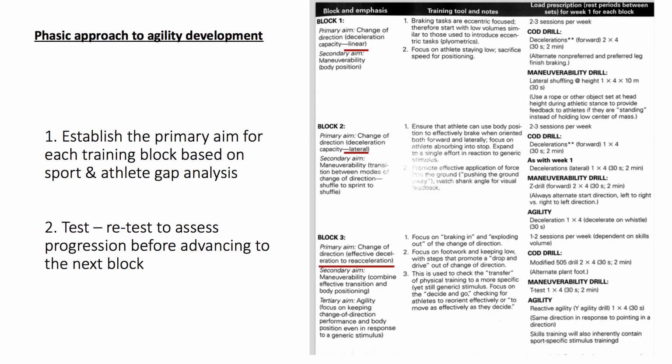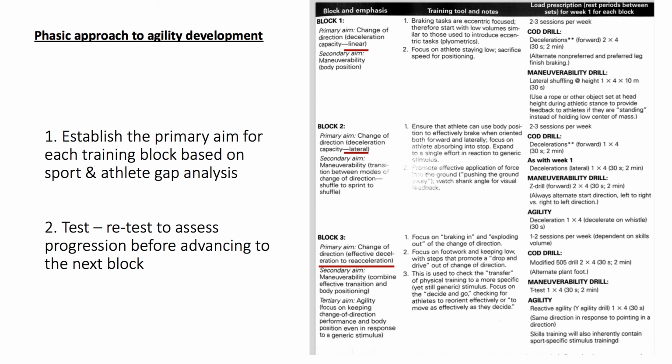In block 2, the primary aim is relatively the same, change of direction. However, now we're working on lateral development. The first block we looked at change of direction in linear development. The secondary aim is still the same, maneuverability, but you're changing up a few key variables to develop there based on what you learned in block 1.